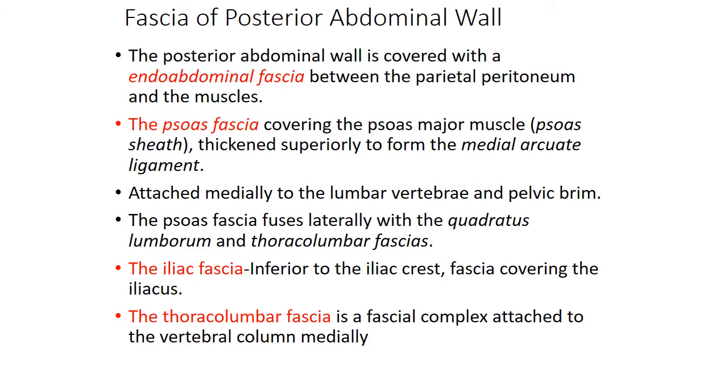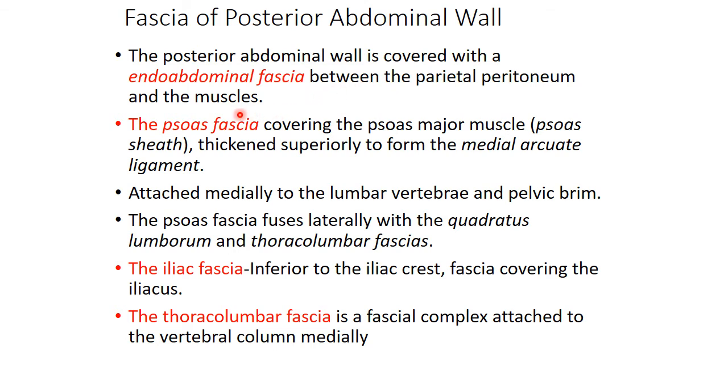Now, first we'll talk about the fascia of the posterior abdominal wall. In general, the fascia which is covering the posterior abdominal wall is called the endo-abdominal fascia, between the parietal peritoneum and the muscles. This fascia lies between the parietal peritoneum and the muscles.